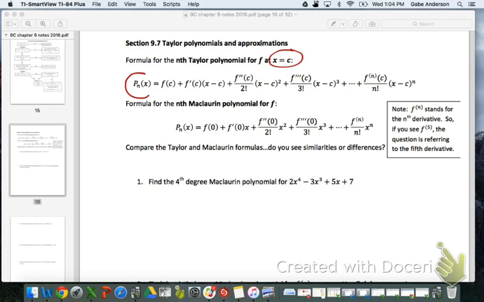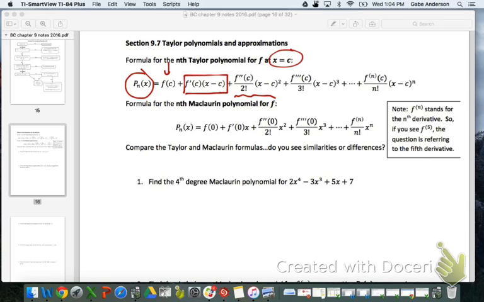P sub n of x, this would be the polynomial approximation, equals f of c, that's just the value of the function that we're trying to approximate at our centering value, plus f prime of c, so we're trying to match the slope there, times x minus c. And then you start to see the pattern develop. The third term right here, f double prime of c over 2 factorial, times x minus c squared.